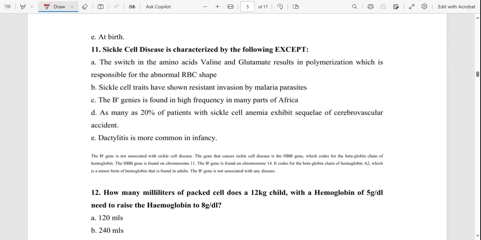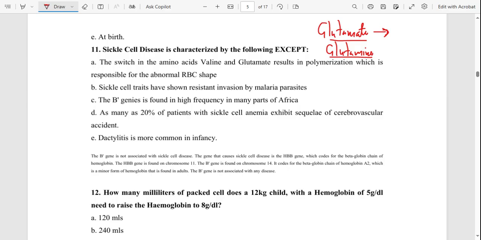Okay. So now let's just add together what our good doctors have said. For A, saying they switch in the amino acid valine and glutamate. So we have got amino acid glutamate, which is also known as glutamic acid. It is different if they had said glutamine. This one is different. But glutamate is glutamic acid, and we know what is going to be happening in sickle cell.